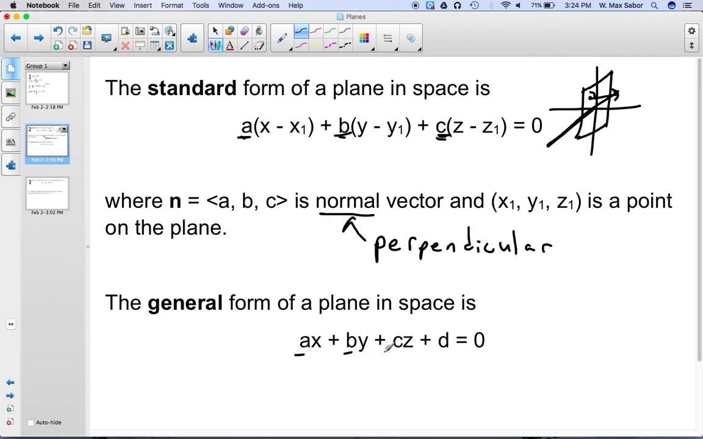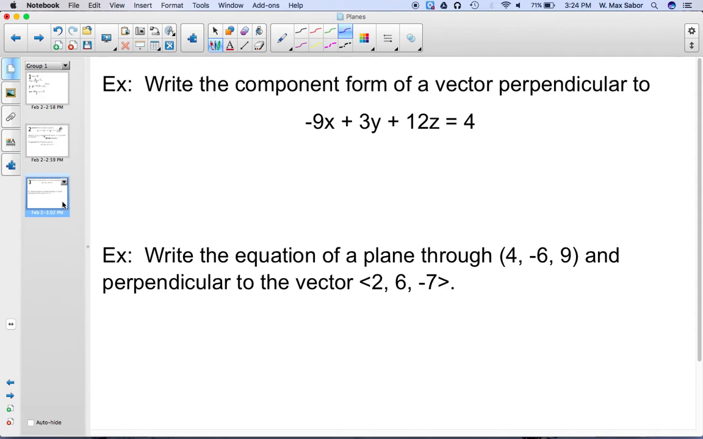Notice that this a, b, and c are still going to be the same a, b, and c for a normal vector. So essentially what we're saying is the coefficients will be a normal vector, a perpendicular vector to the plane. So write the component form of a vector perpendicular to this. Looks confusing, but the big idea is that the perpendicular vector is just given by the coefficients. -9, 3, 12 is a perpendicular vector to this plane.